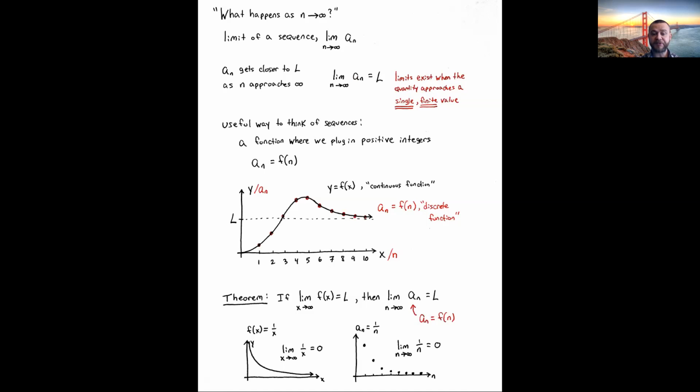The same thing happens for 1 over n. It's pretty much the same graph, but just with discrete values there rather than a continuous graph. So here, the sequence defined by 1 over n, as n approaches infinity, also approaches the limit value 0.